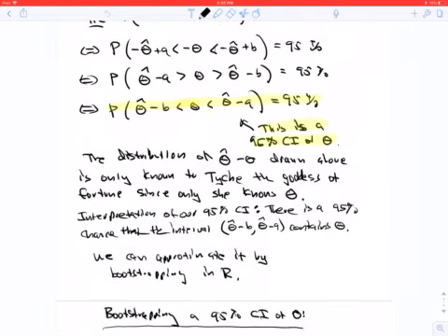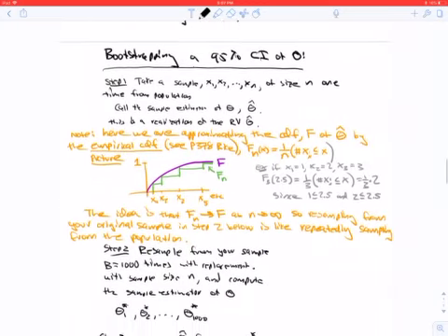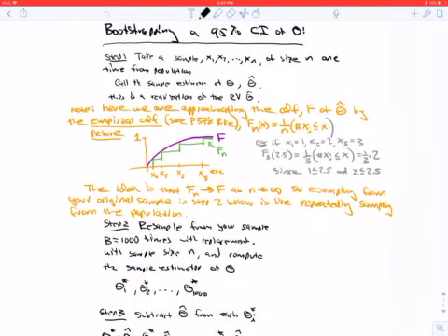Now, the distribution of theta hat minus theta is only known to Tyche, the goddess of fortune. We don't actually know what it is, but we can approximate it, and hence approximate what A and B are. So that's what we're going to do next. So here we have a procedure.